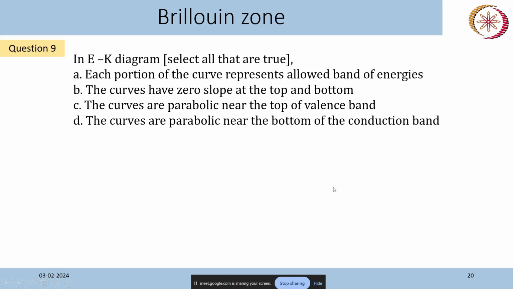So let's go to the next question. In an E-K diagram, select all that are true: each portion of the curve represents an allowed band of energies; the curves have zero slopes at the top and bottom; the curves are parabolic near the top of the valence band; the curves are parabolic near the bottom of the conduction band. I have just given you the E-K relation in one dimension, so you can tell me the answer. What will be the answer for this question?